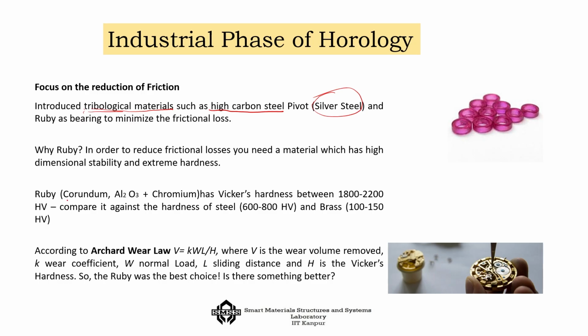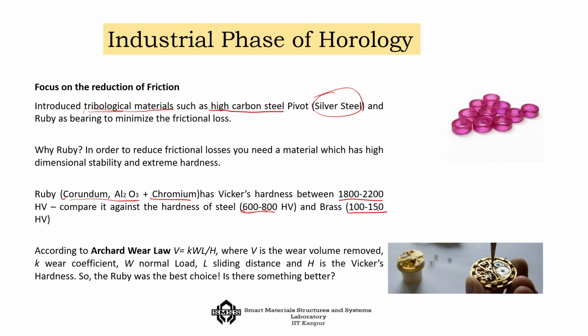It is actually something called corundum, Al2O3, but if Al2O3 is only used, then it would of course become very transparent. So, the color comes because of the chromium. So, a little bit of impurity, adding chromium to corundum gives you ruby. And look at the hardness of Vickers hardness test, the ruby's hardness. It is 1800 to 2200 in HV value, and compare it against steel. It is 600 to 800 for the hardness of steel, and for brass it is 100 to 150.